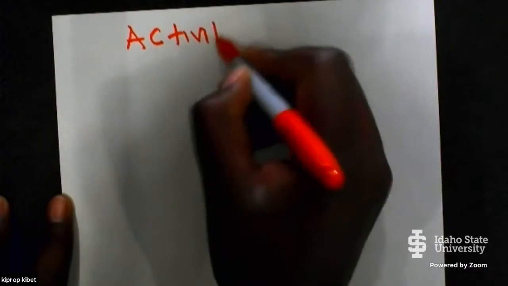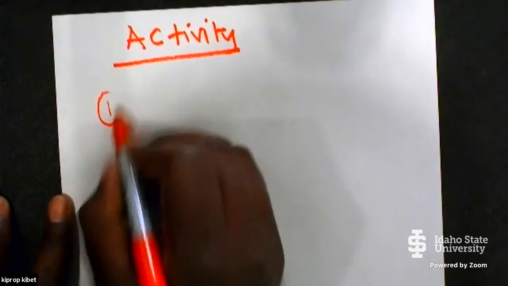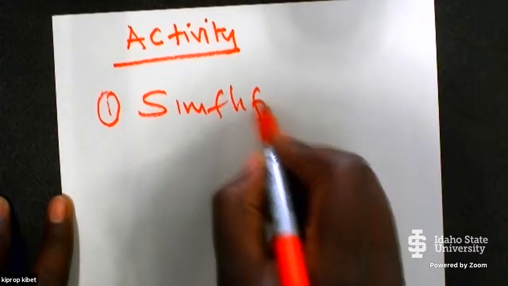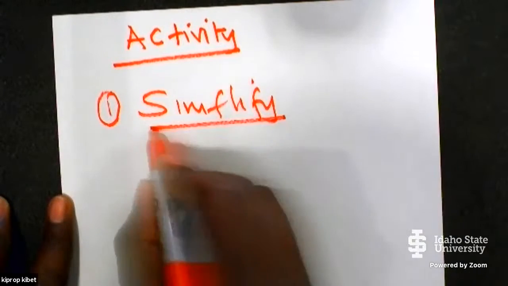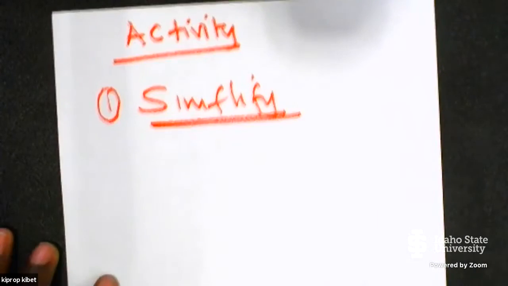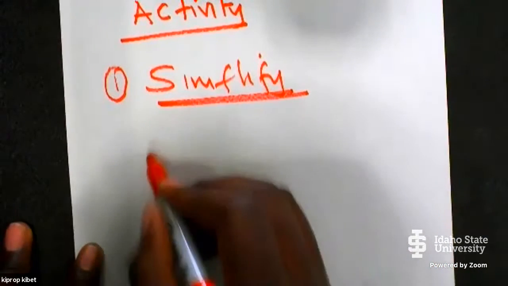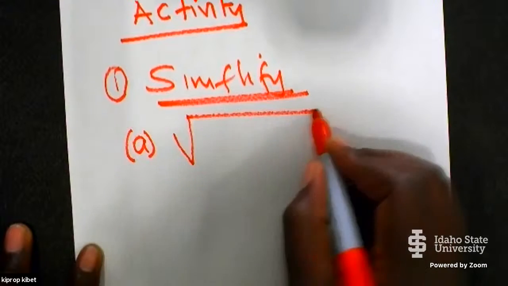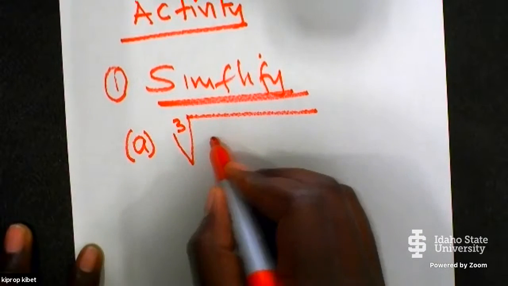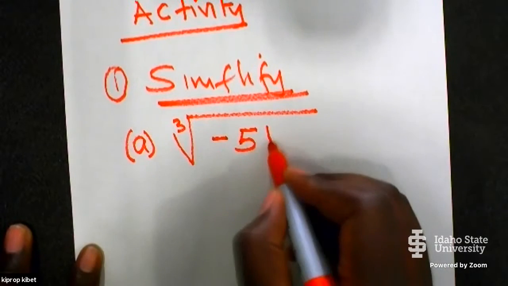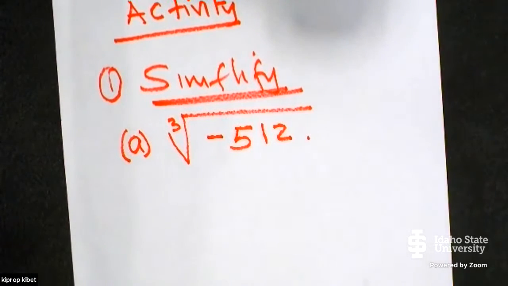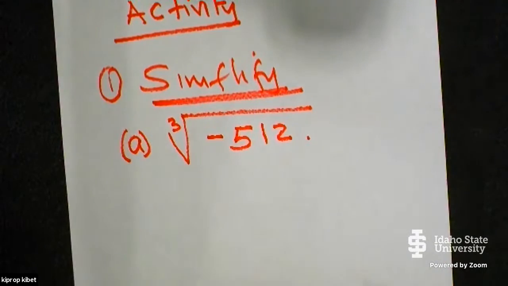Activity. Number 1, simplify. Number A, the cube root of -512.